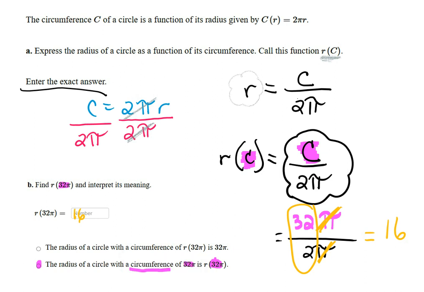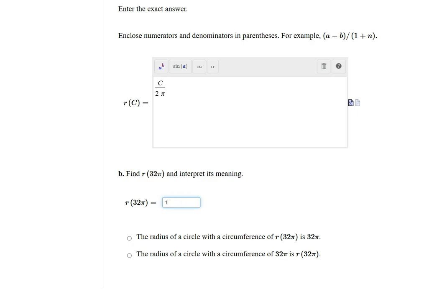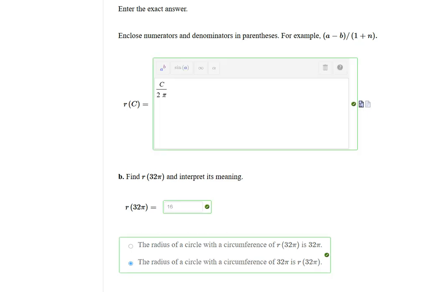Okay, so let me go back and I type in 16, and it's this one. The radius of a circle with a circumference of 32 pi is r of 32 pi, which would be 16. Yeah. How did I do? Yay!